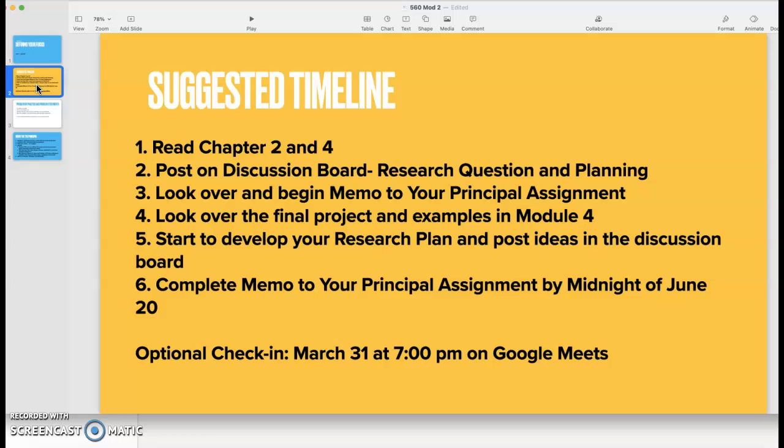And then the other discussion question in this module is what makes up a good research question and what are some things that you need to consider when developing a research question. And again, Chapter 2 and Chapter 4 will definitely help you answer those 2 things. After you've done that, look over and begin the memo to your principal assignment that's described in the Module 2 page.